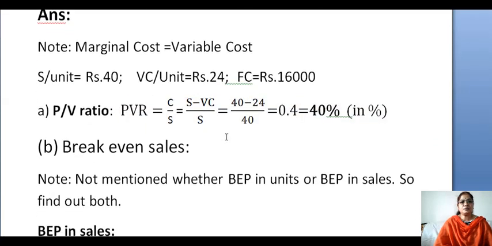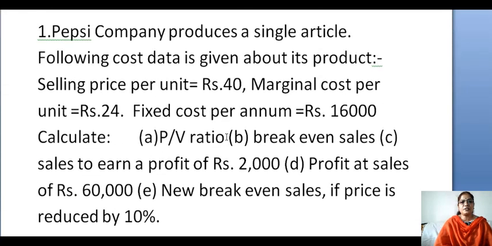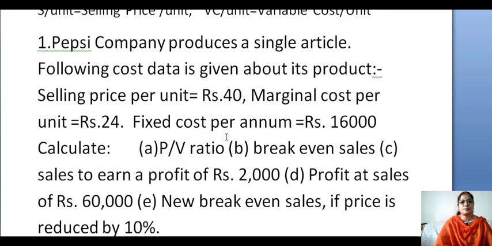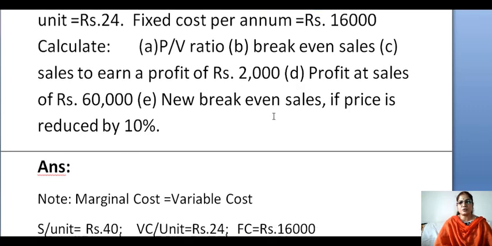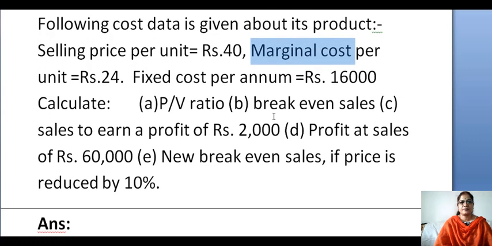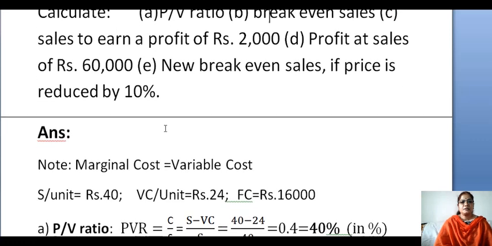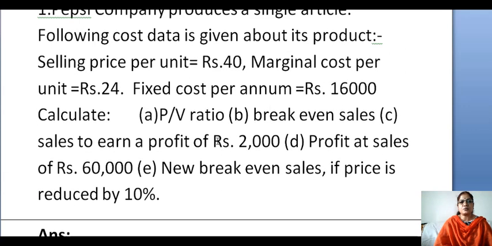So now let us take down the data. Before that, we have seen a new term in this problem called marginal cost. Marginal cost is the other name of variable cost. Variable cost is also called as marginal cost. So let us take down the data. We have selling price per unit rupees 40, variable cost per unit rupees 24, fixed cost is equal to 16,000 rupees.